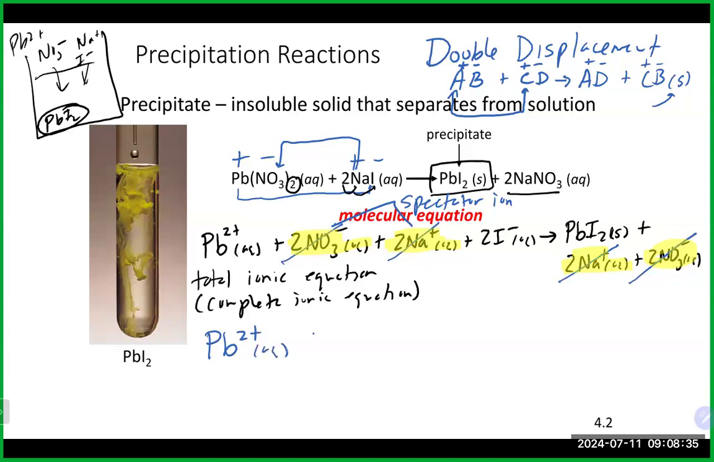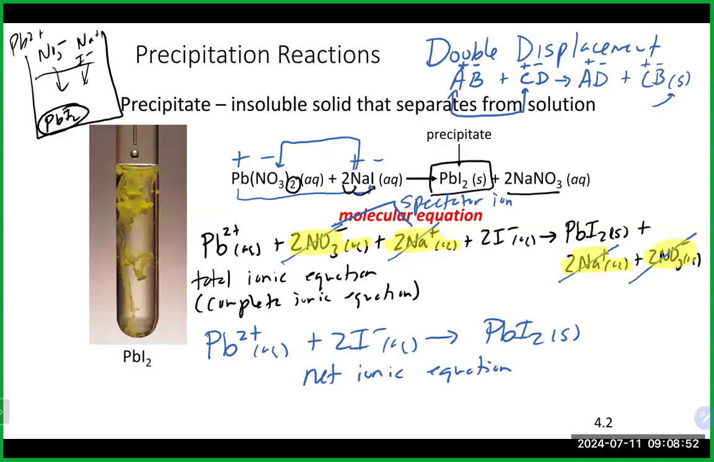Pb2+ plus our 2 I minuses will form our PbI2. And this is what is known as the net ionic equation. The net ionic equation pretty much tells you exactly what is happening in this reaction. What is actually happening is the lead ions from the lead(II) nitrate are going to find the iodide ions from the sodium iodide, and they're going to come together and make this solid.